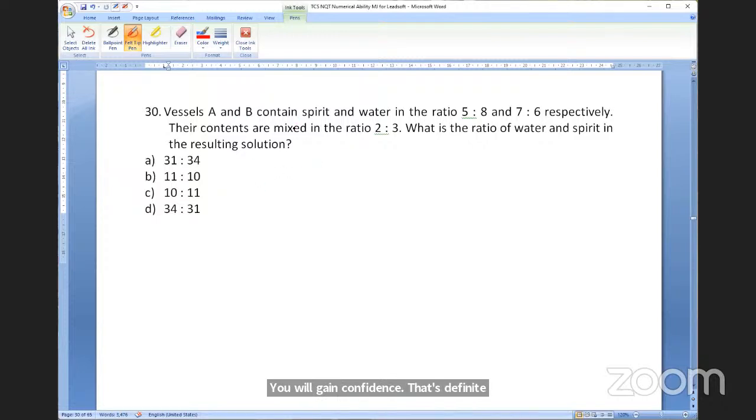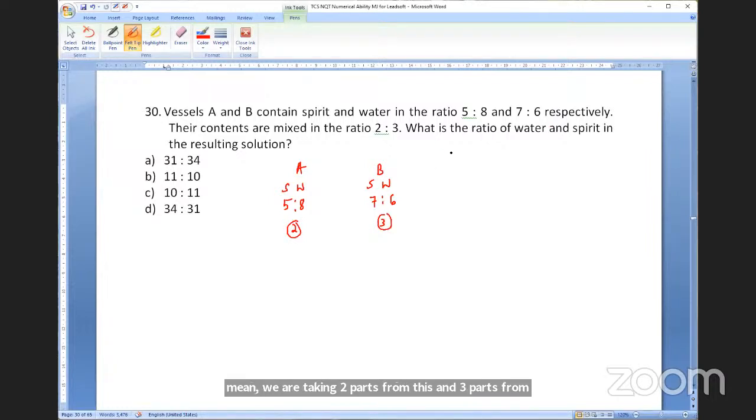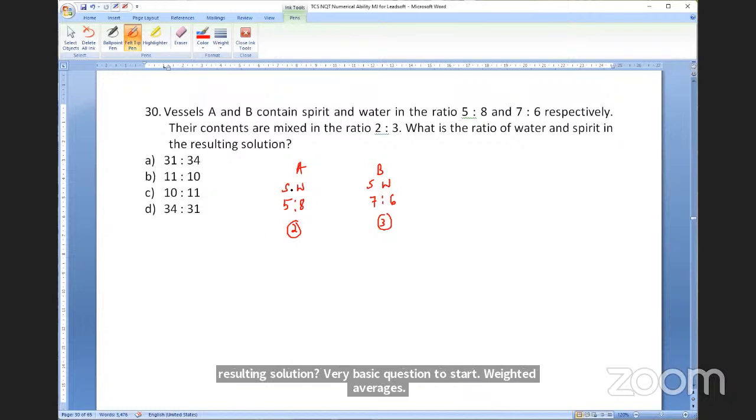Vessel A and B contains spirit and water in the ratio 5:8 and 7:6. Their content are mixed in the ratio 2:3. That means we are taking 2 parts from this and 3 parts from this. Then what is the ratio of water and spirit in the resulting solution? Very basic question to start. Weighted averages. We will work with proportion.